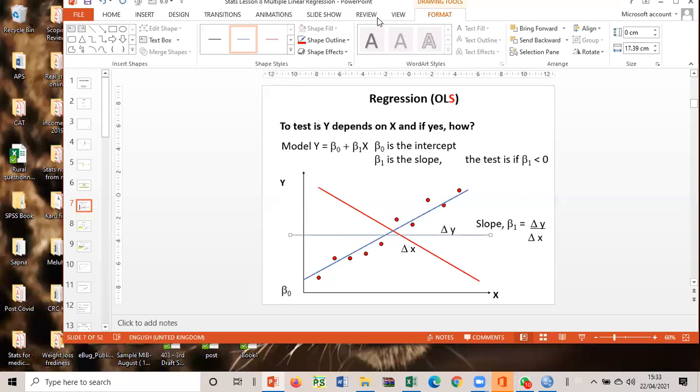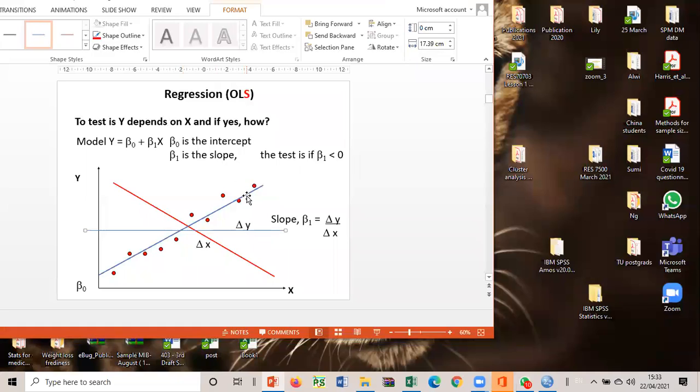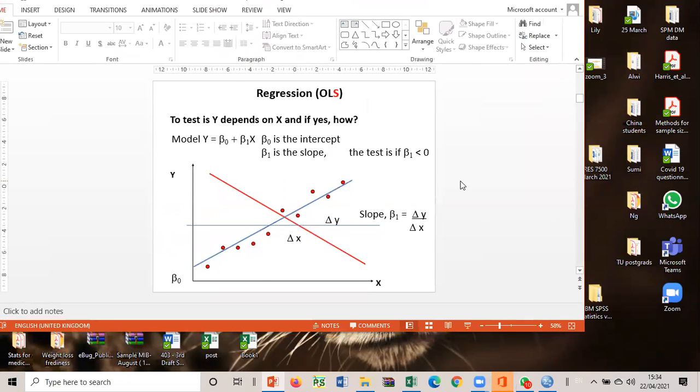So that's why we evaluate the slope: is it the blue, the red, or the one in the middle here. When this one comes in, we say Y does not depend on X. When you get this, Y depends on X. As X increases, Y increases by 7 units. This one also says Y depends on X. As X increases by 1 unit, Y decreases by 7 units, right? So that's what we did in simple linear regression.